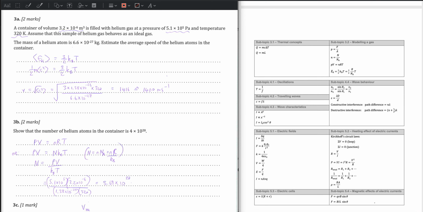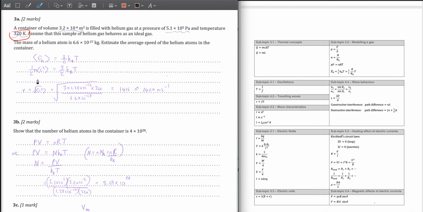We've got the mass of a helium atom is 6.6 times 10 to the minus 27 kilograms, and we want to estimate the average speed of the helium atoms in a container. To do this, we need to be linking our temperature to our energy, and we can see in the data booklet we've got an average kinetic energy of 3/2 times the Boltzmann constant times temperature. Temperature's got to be in Kelvin, so we'll just do a quick check. Absolutely, we're in Kelvin, so no worries there.